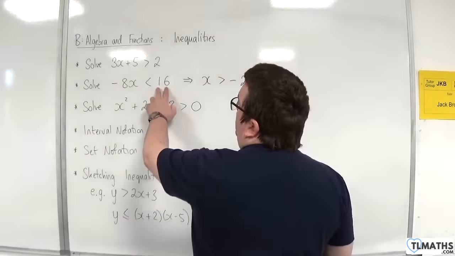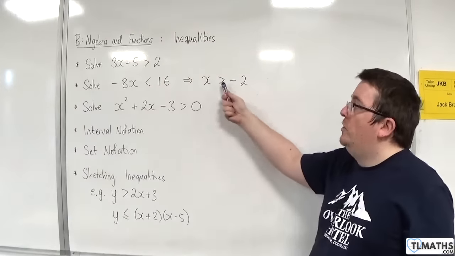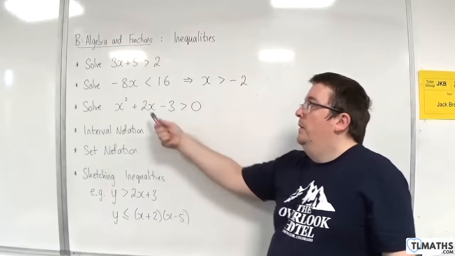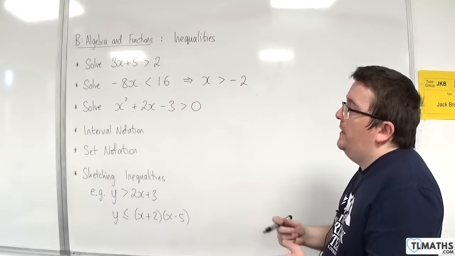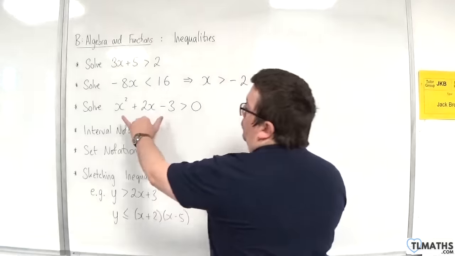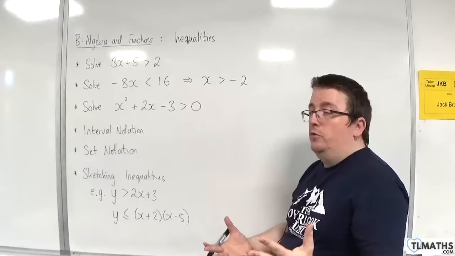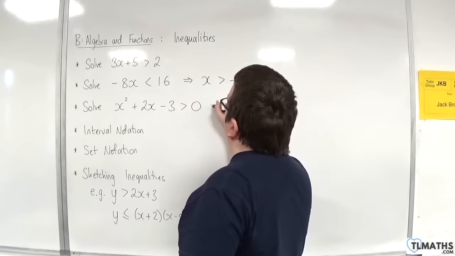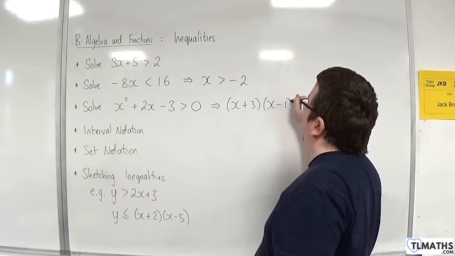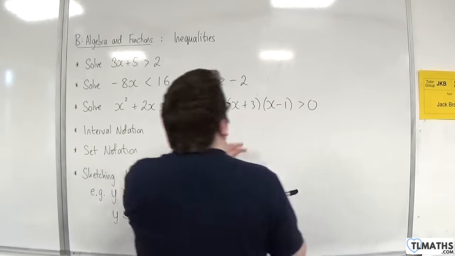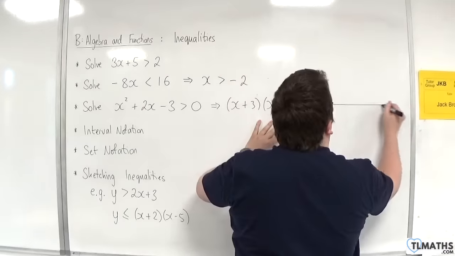Okay, so 16 divided by minus 8 is minus 2, but because I've divided through by a negative, it changes the direction of the inequality symbol. Solving a quadratic inequality like this, I would expect you to be able to solve the quadratic, so find its roots, either by factorizing or using your calculator. So you should be able to spot that that's (x + 3)(x - 1). And then utilize a sketch to determine the region.